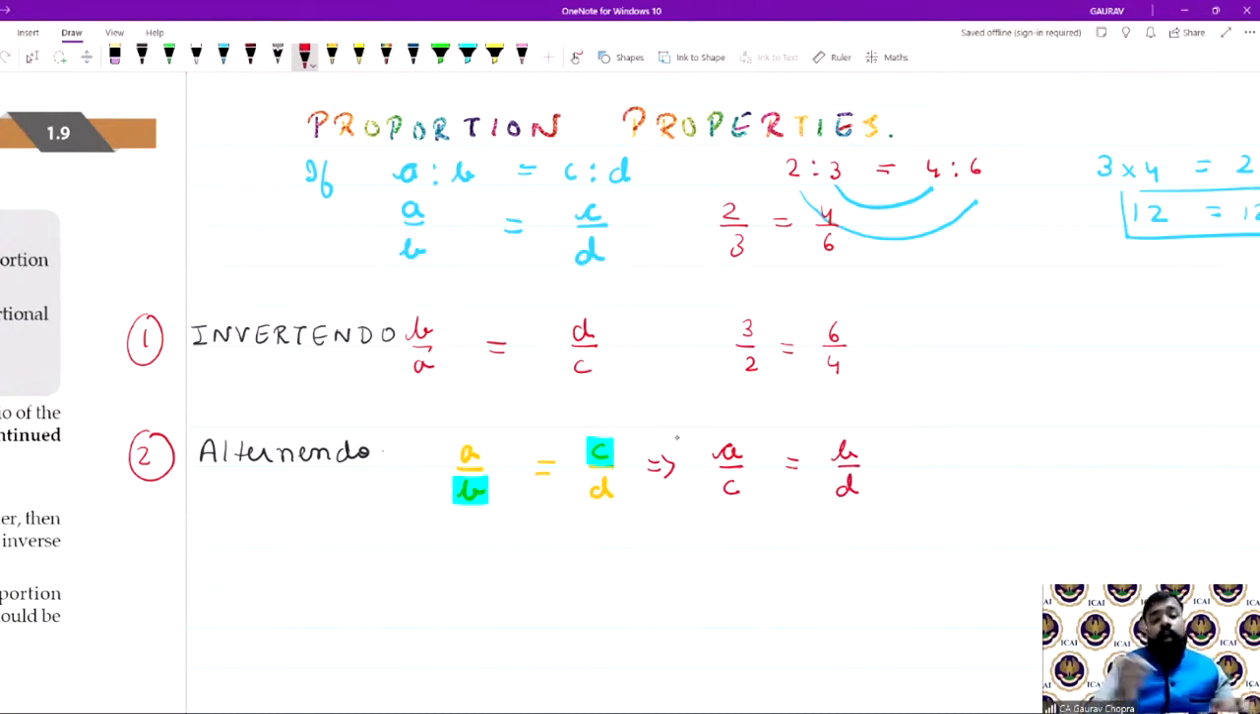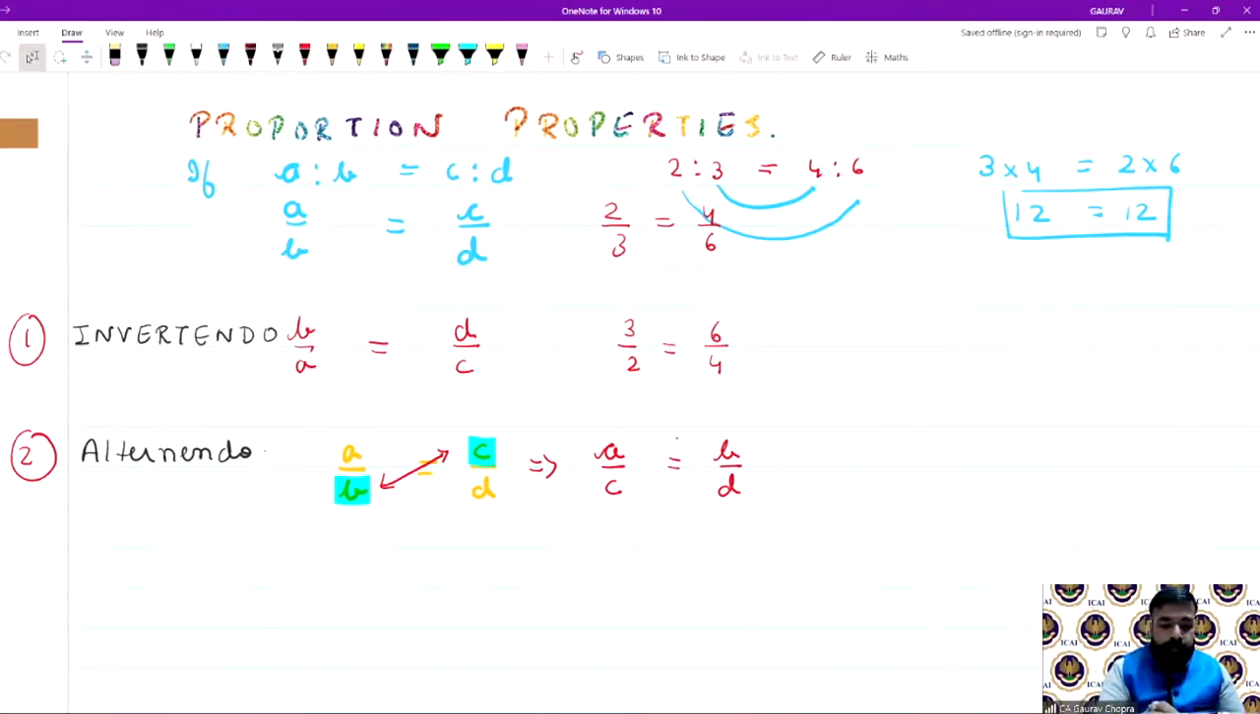That means what will they still be? They will still be equal. So what have we done? We have altered the values, changed these two values. So they will still be in proportion.